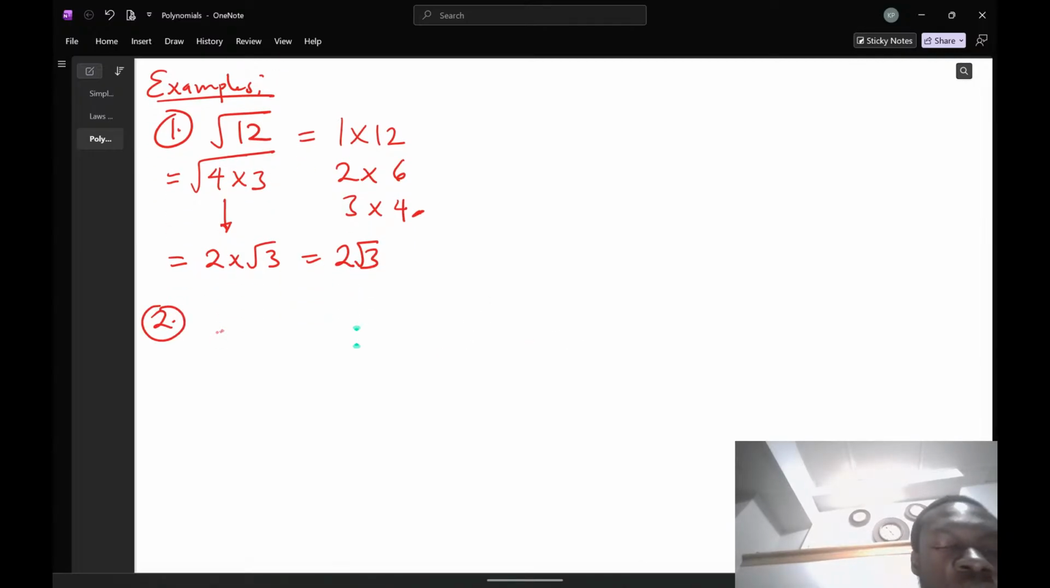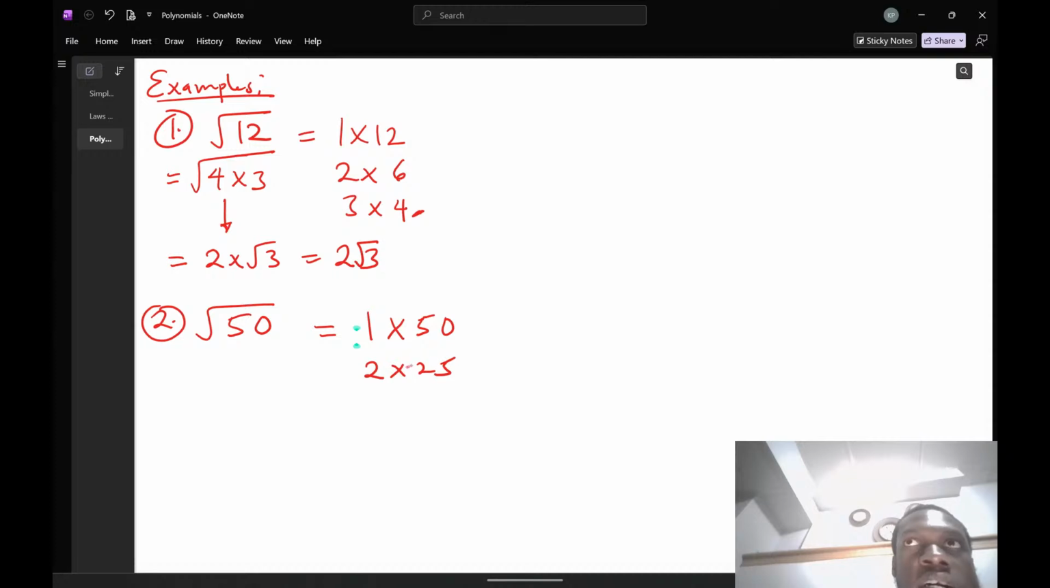Number 2, we have root 50. If we have to write the factors of 50, we can write 1 times 50. We can write 2 times 25. That 4 cannot go in 50. We can write 5 times 10. We can write, mm, what, okay.